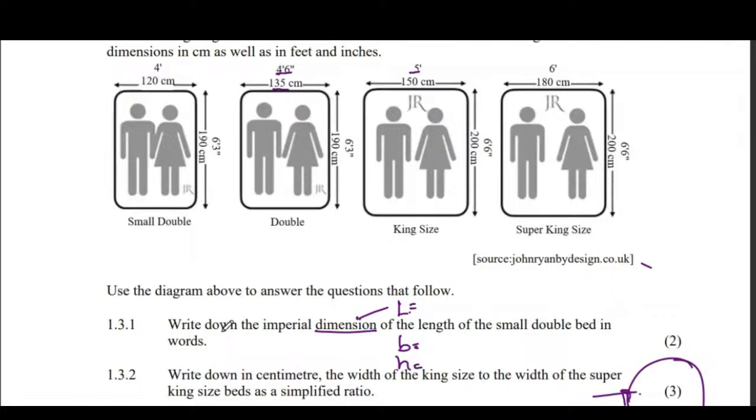All right, now they're saying write down now. What are you writing down? The dimensions of the length of the small double. So you're writing the length. The length is the longer side, which is this. So they want you to write it in words. So it's 6 feet and 3 inches. So you write it in words and you say 6 feet and 3 what?